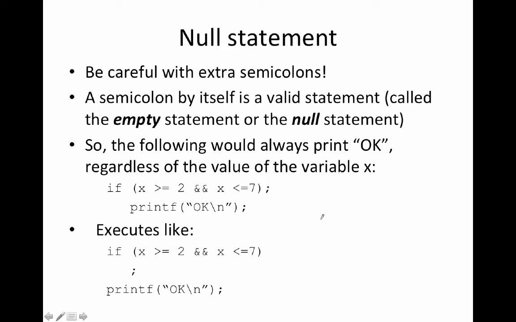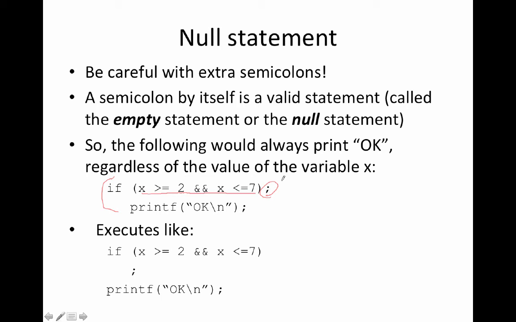Here's another thing to be careful about, extra semicolons. So a semicolon by itself in C is a valid statement. It's called the empty statement or the null statement, and it doesn't do anything, but it's a valid statement. So because of that, you can run into trouble if you have extra semicolons. So let's take a look at this if statement. This says if x is greater than or equal to 2, and x is less than or equal to 7, then, oh, we're not printing OK. This is actually the action.